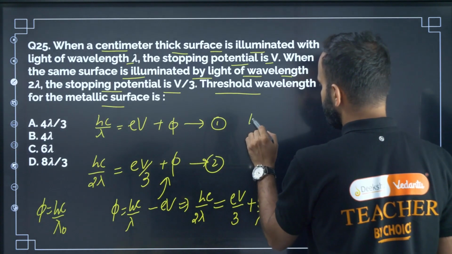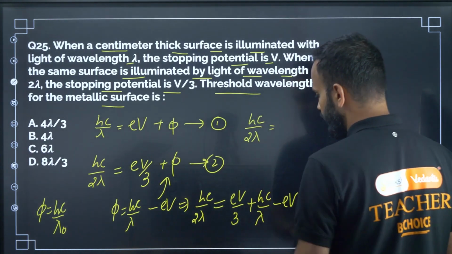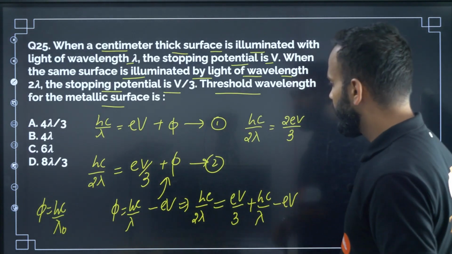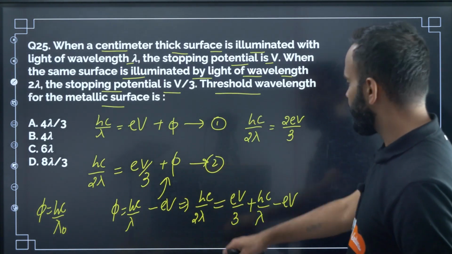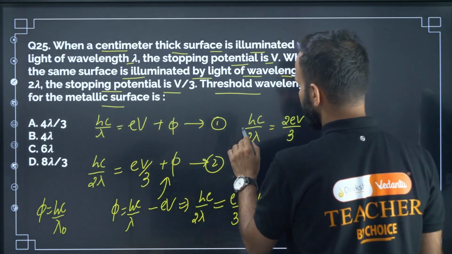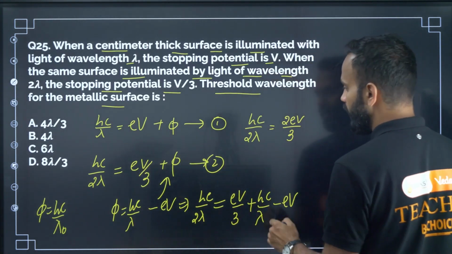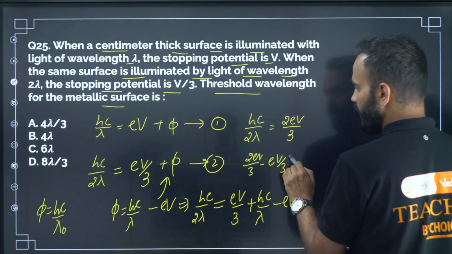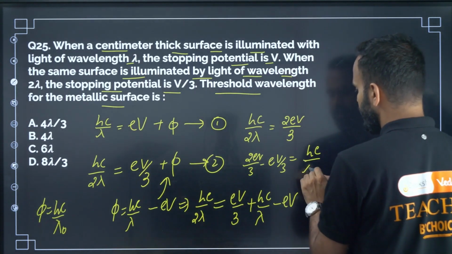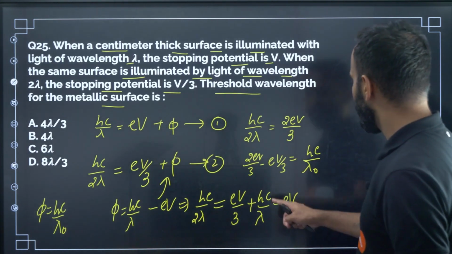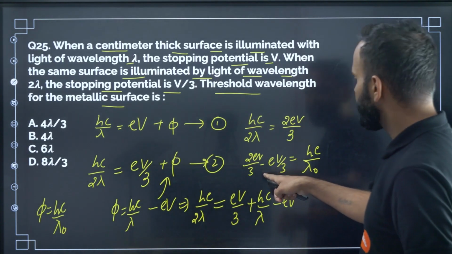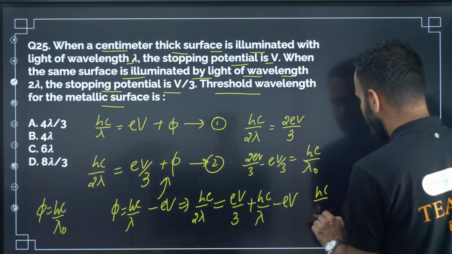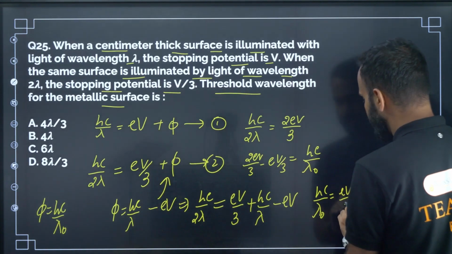You will get Hc by 2 lambda equal to 2 into EV by 3, right? So Hc by 2 lambda equal to 2 into EV by 3. Substitute this Hc by 2 lambda into the second equation, and you will get 2 EV by 3 minus EV by 3 is equal to phi. Phi is Hc by lambda naught, right? So 2 EV by 3 minus EV by 3, so Hc by lambda naught is equal to EV by 3, right?